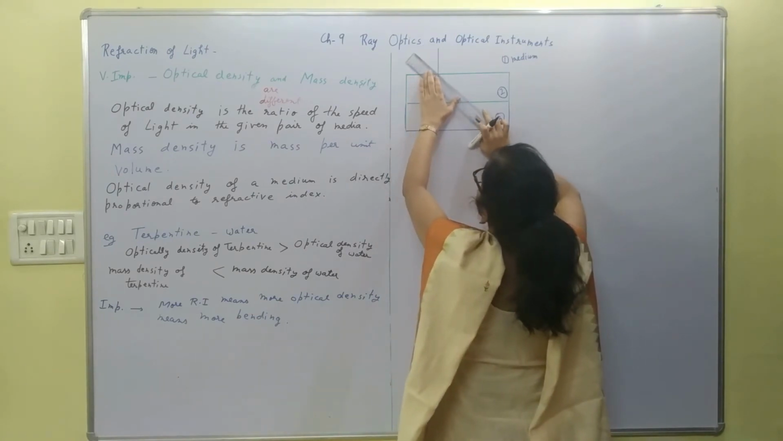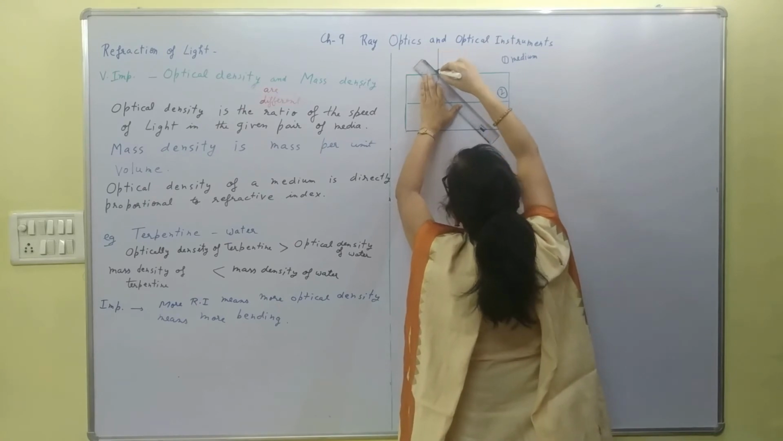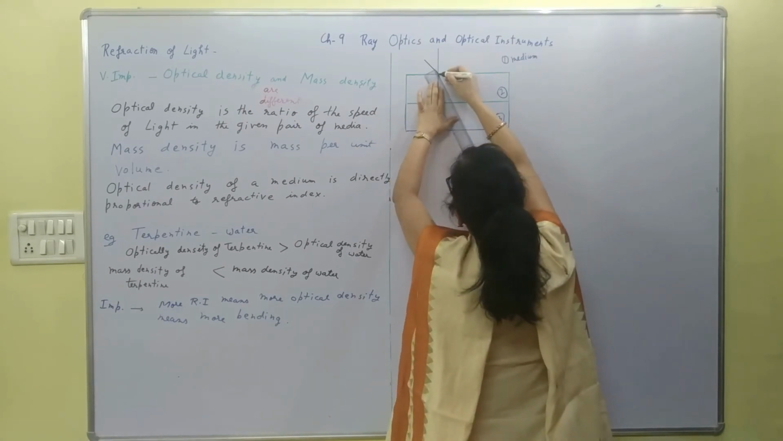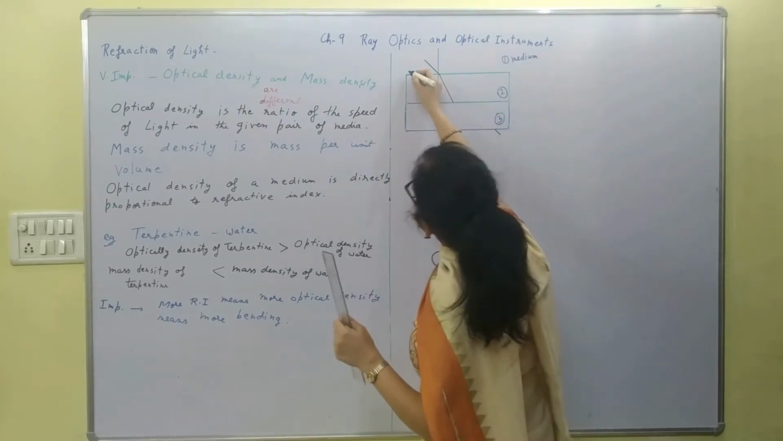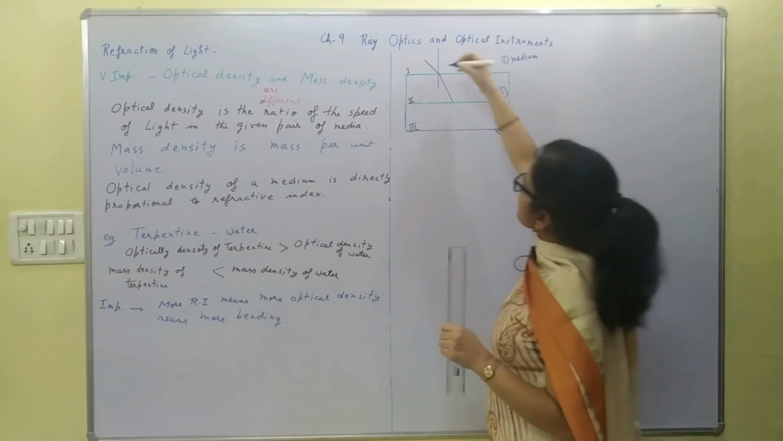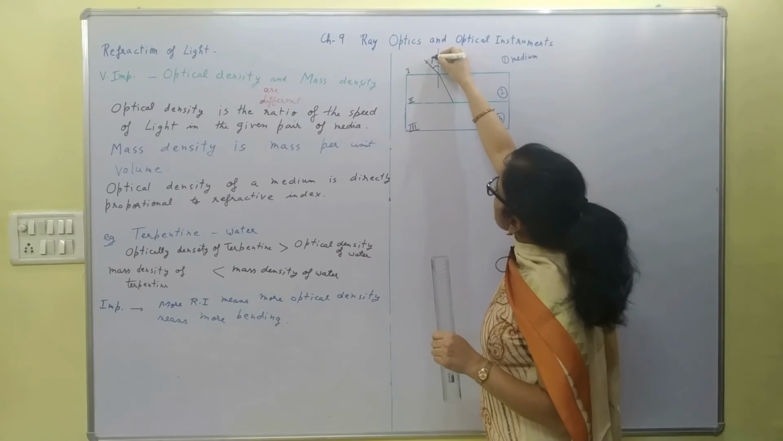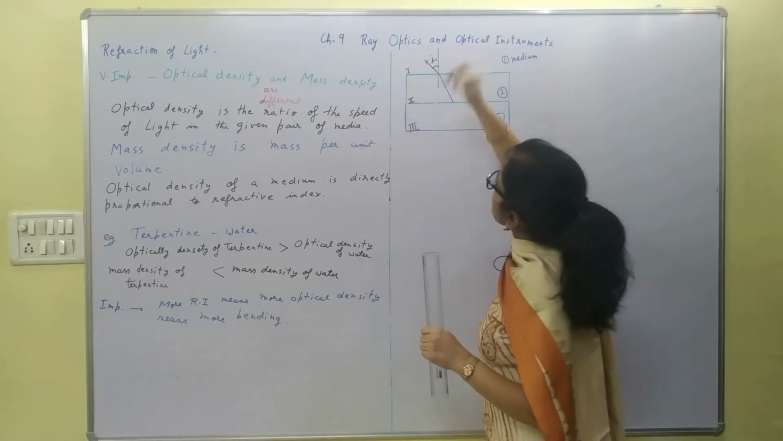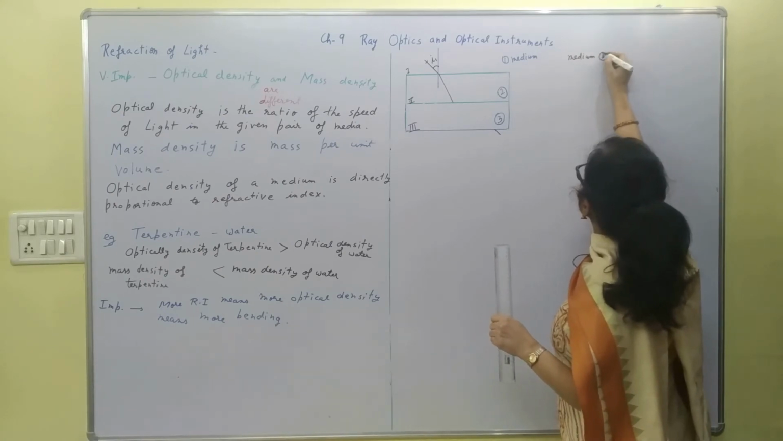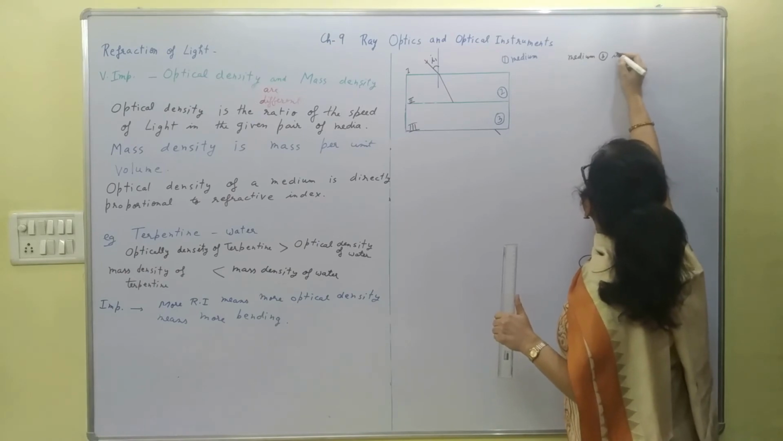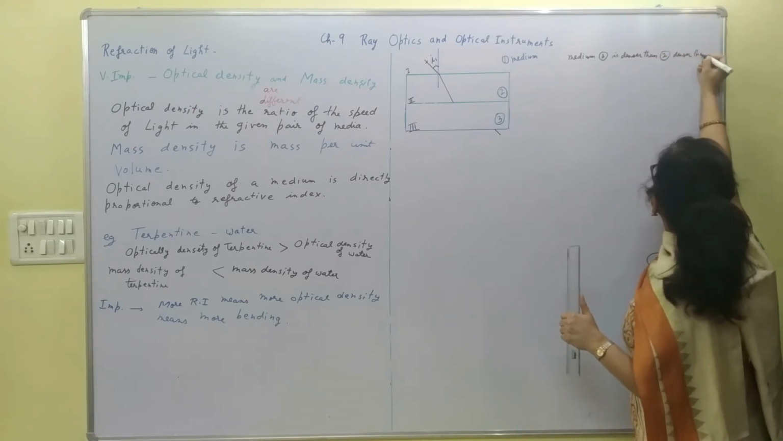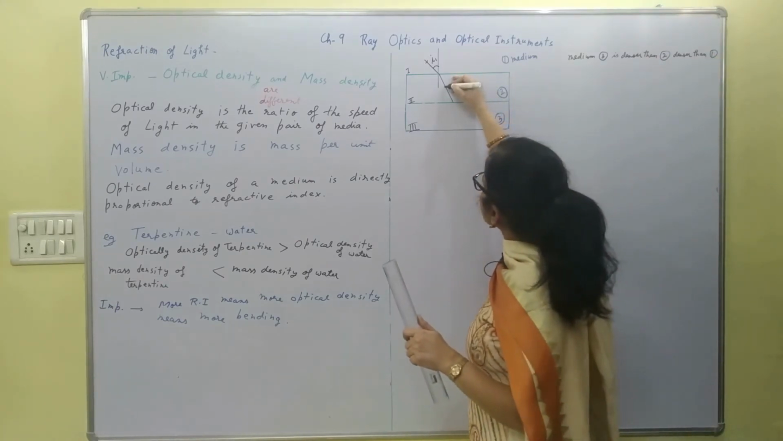We take this incident ray, which bends towards the normal when it passes through the first interface. This is the first interface, this is the second interface, and this is the third interface. At the first interface, this is the angle of incidence I1. It bends towards the normal, which means the second medium is denser than the first medium. So successive bending will be there.